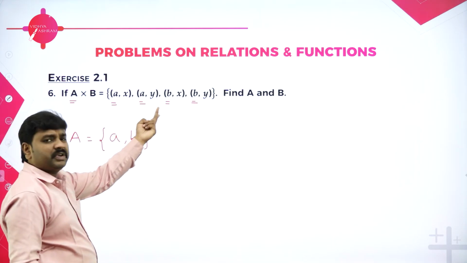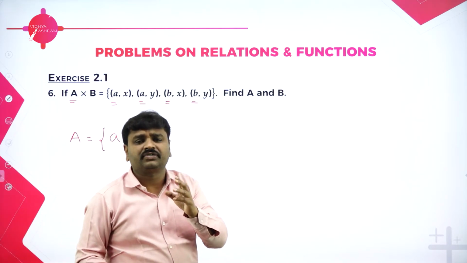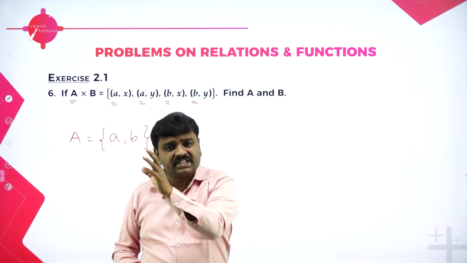A occurred 2 times, B occurred 2 times, but in a set you should not repeat any elements. In the first chapter, sets, you know what is the definition of set? Set is a collection of well defined distinct objects.